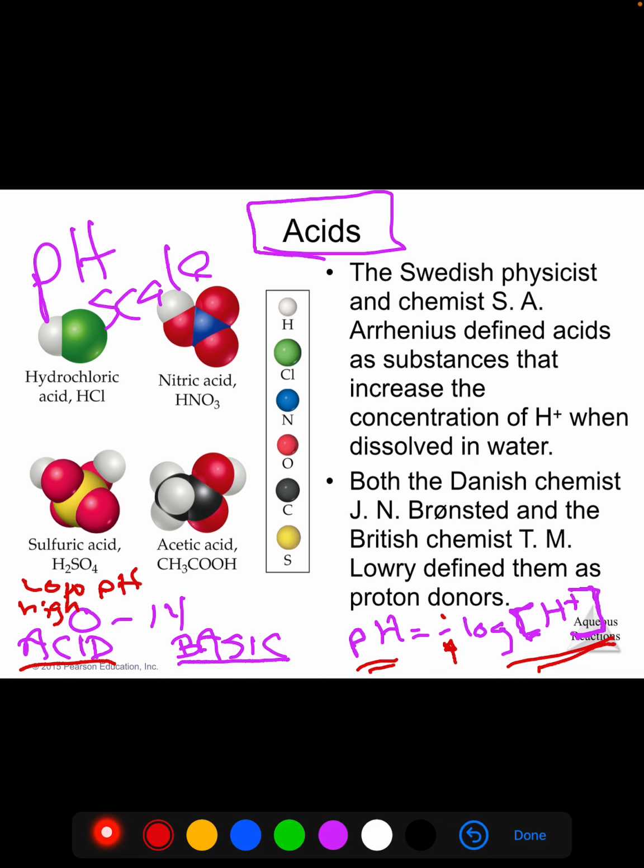And then the other thing I'd like you to notice is it's also a log relationship. That's a base 10 log. And that means for every number difference, the difference between pH 1 and pH 2 is not that one has double the acid, it has 10 times. Similarly, the difference between pH 3 and pH 4, pH 3 has 10 times the acid as 4.